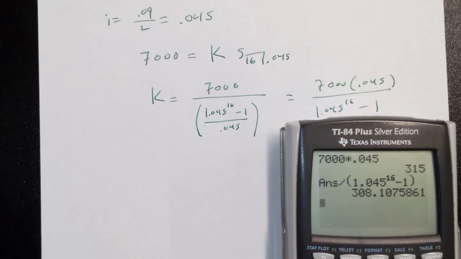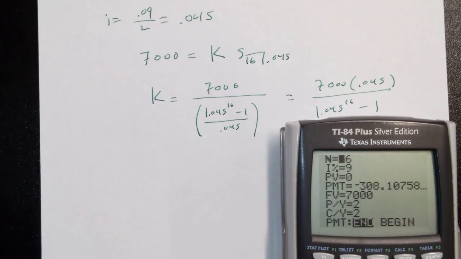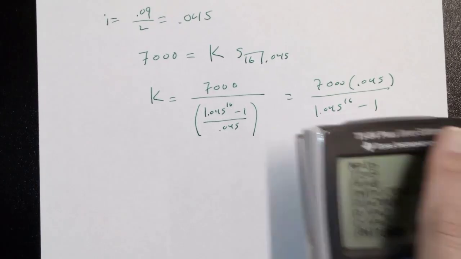308.11. By the way, again, I can do that in the TVM solver. If I put in the number of payments and the number of conversions per year, I can hit solve on the payment and it'll generate that same number. 308.11.